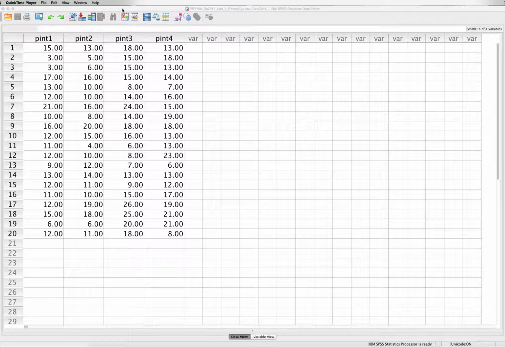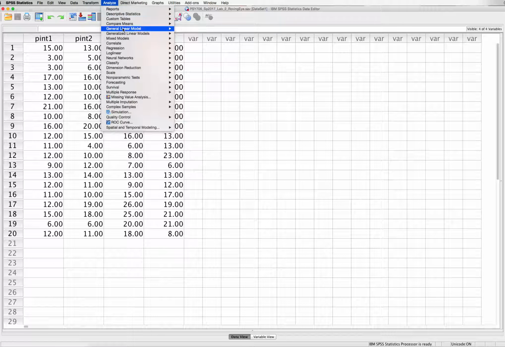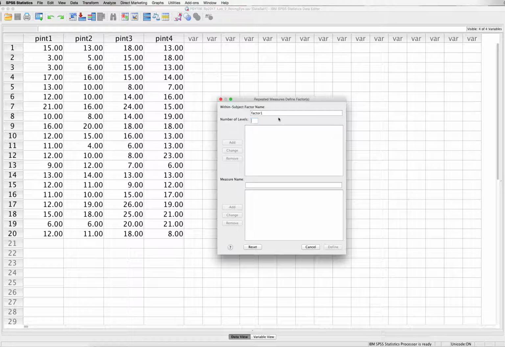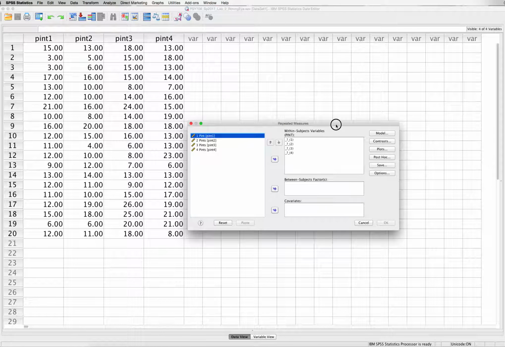Okay, so let's run the analysis. We'll go to Analyze, General Linear Model, and Repeated Measures. Here we are going to add the within-subject factor name, we can just call it pint. And I know we have 4 levels, so we're just going to enter that information. Next, we are going to hit define. And here we are just going to add all of these variables into the next box.